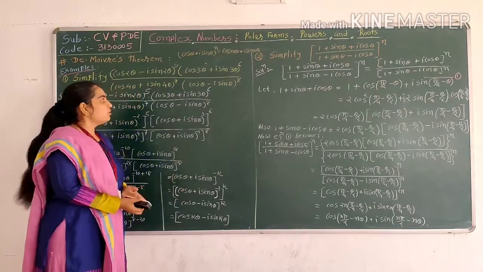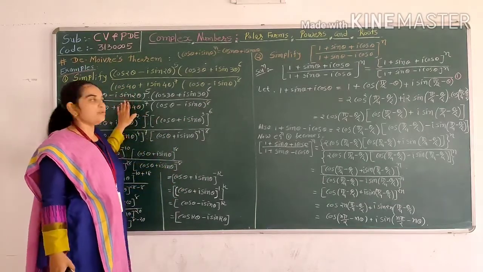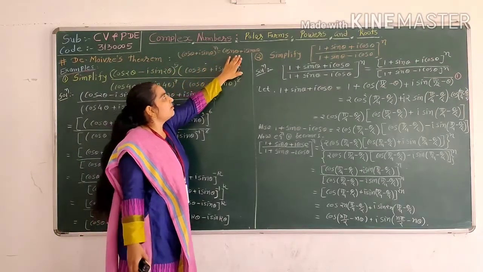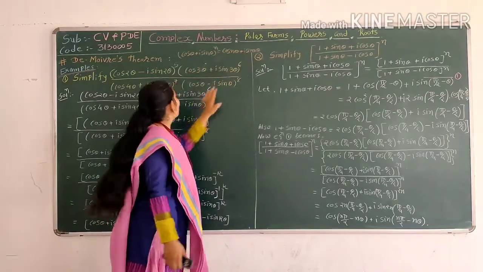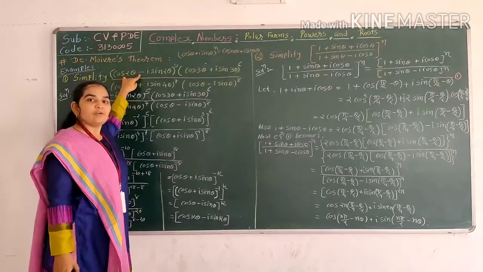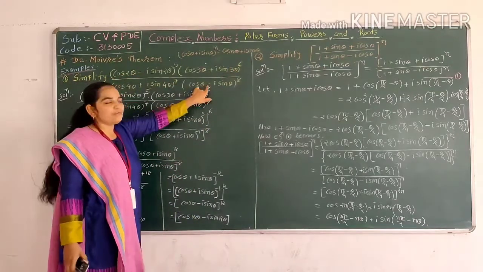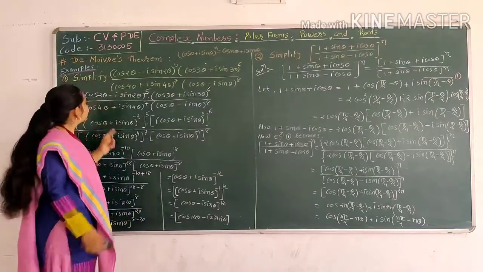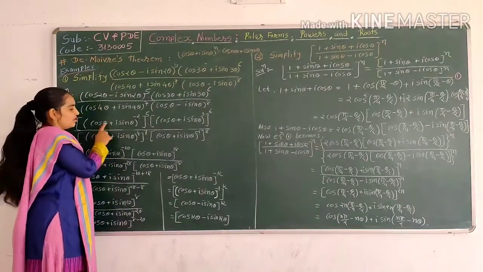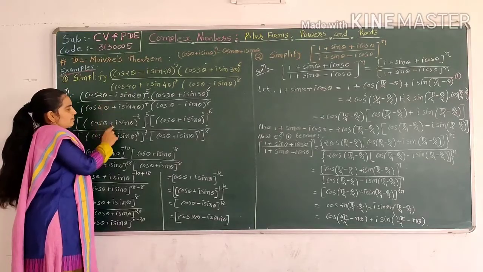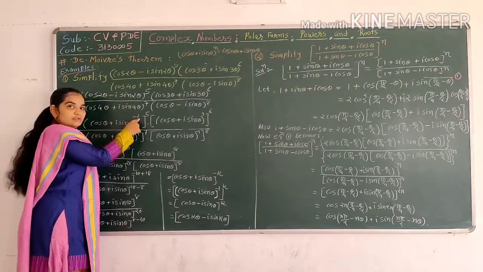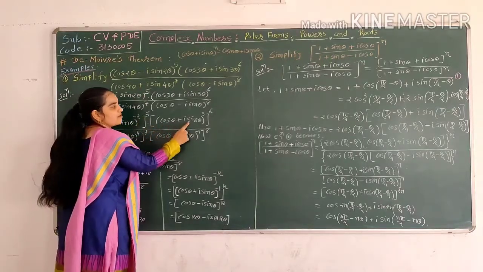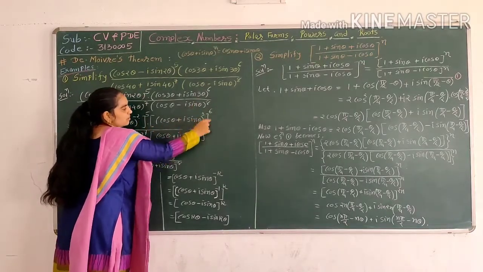We also know the corollary of De Moivre's theorem: (cos θ − i sin θ)^n we can write as cos nθ − i sin nθ. Here we have to use the corollary of De Moivre's theorem. So we write ((cos θ + i sin θ)^−2)^5 × ((cos θ + i sin θ)^3)^6.